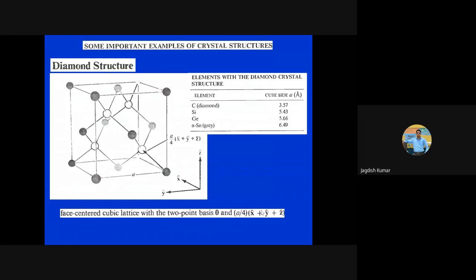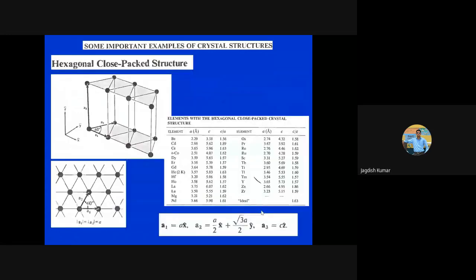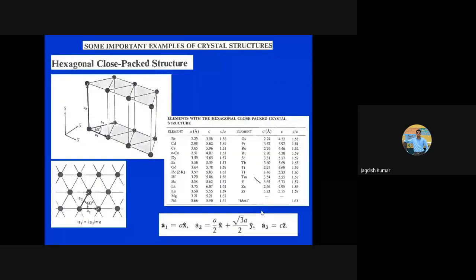Let us now move to another example. I don't know why I put this structure directly here, but okay, fine. That is something like a hexagonal close-packed structure. In 3D, you have also heard of a hexagonal close-packed structure. How can we write down the lattice vectors for an HCP structure? I think you have done this exercise somewhere in your BSc, so I'm not discussing it directly.